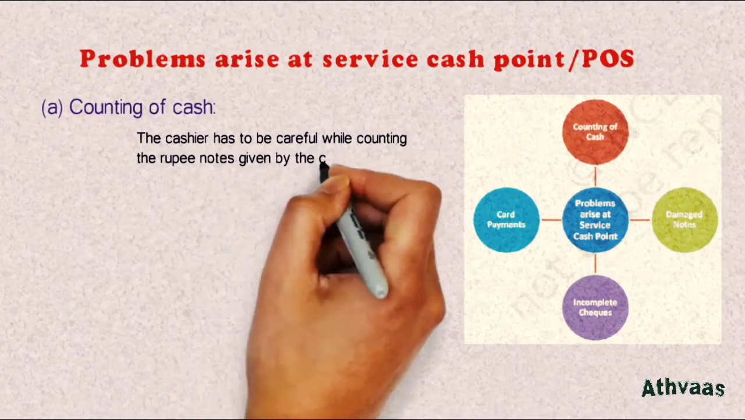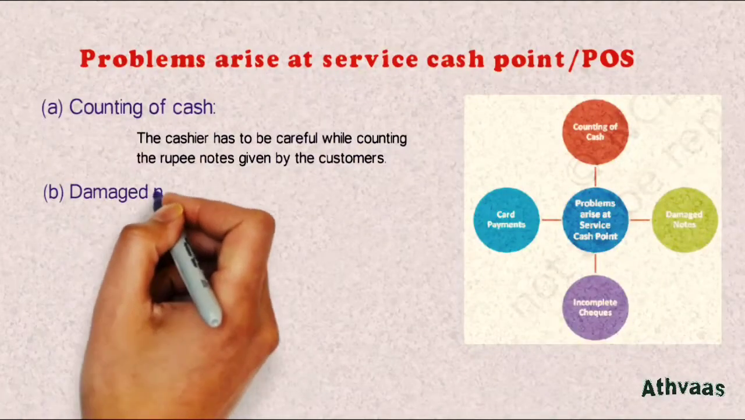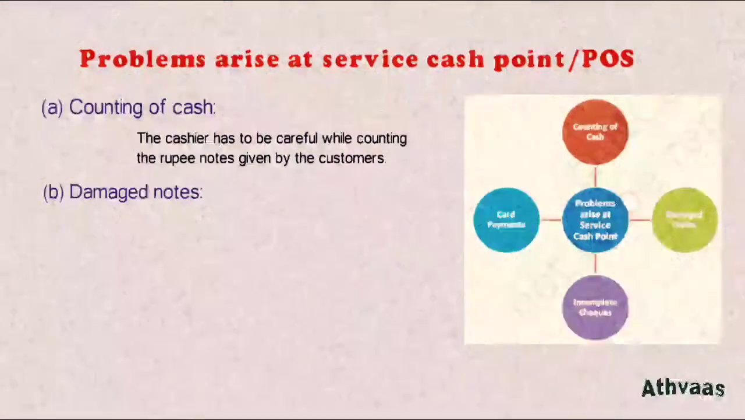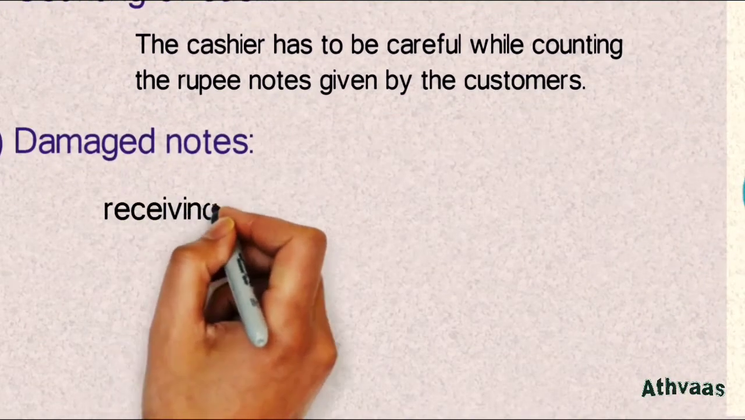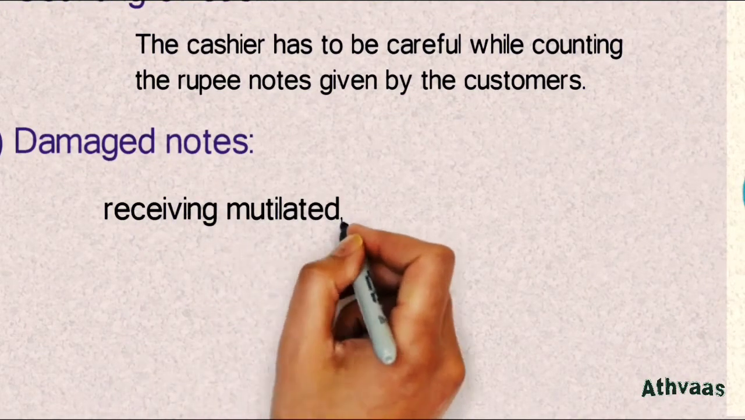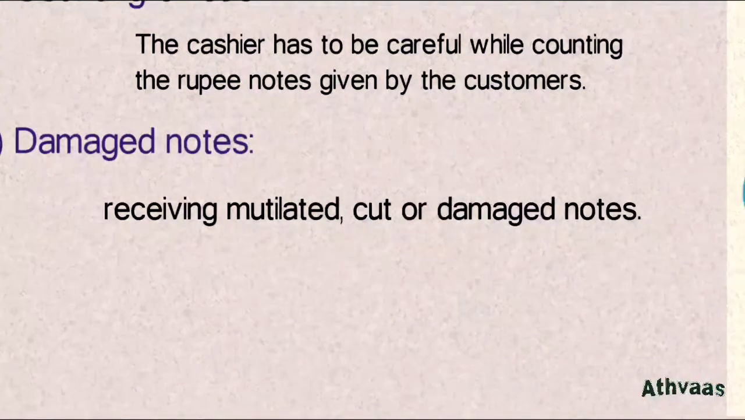The cashier has to be careful while counting the notes given by the customers and take note of everything. The second one is damaged notes. Many customers give damaged notes deliberately, which are mutilated, cut, or damaged.